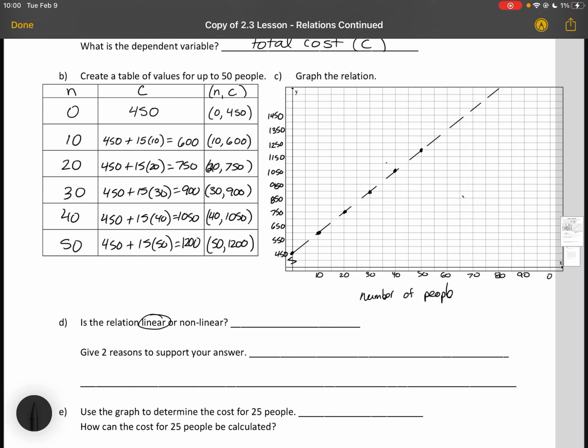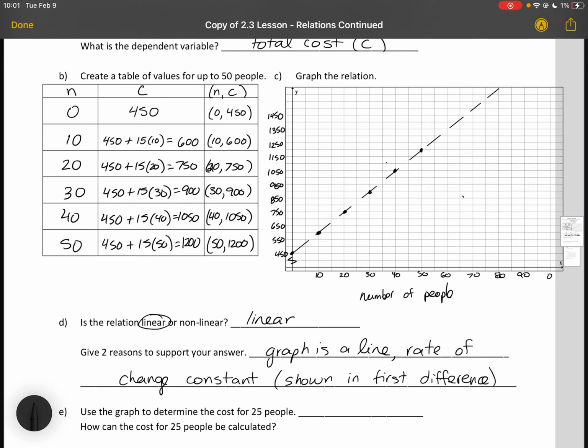So first of all, is the relation linear or nonlinear? This one is definitely linear because my graph is a line, and because my rate of change is constant, which is shown in the first difference.